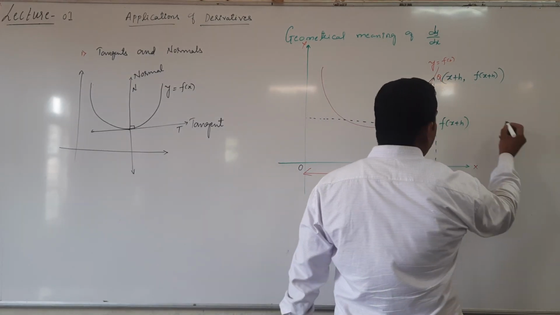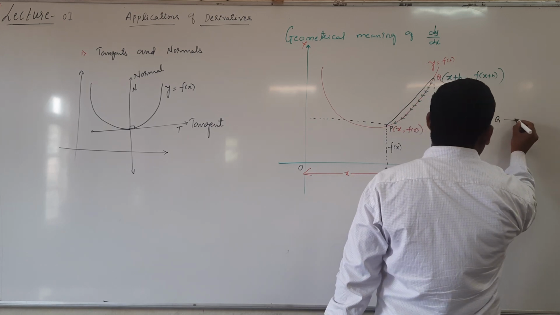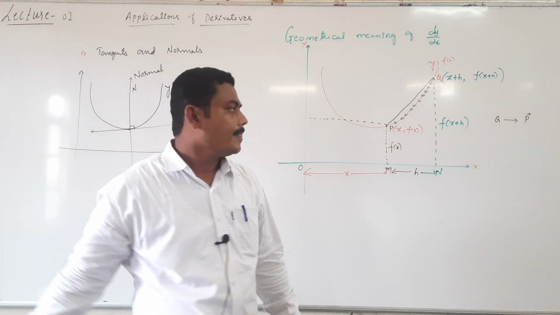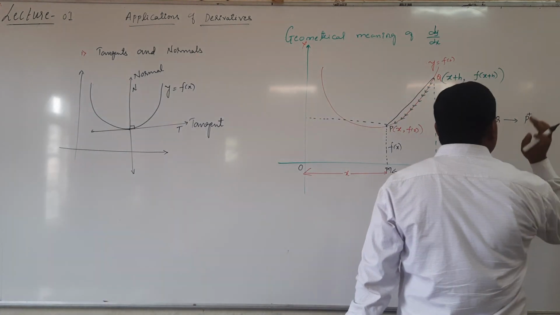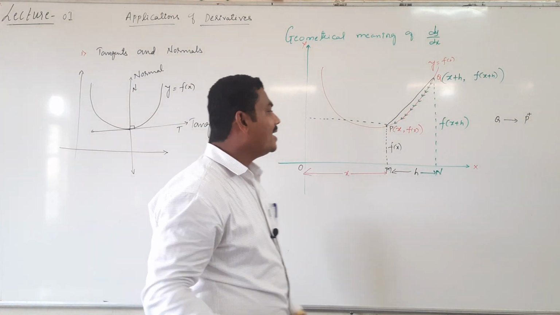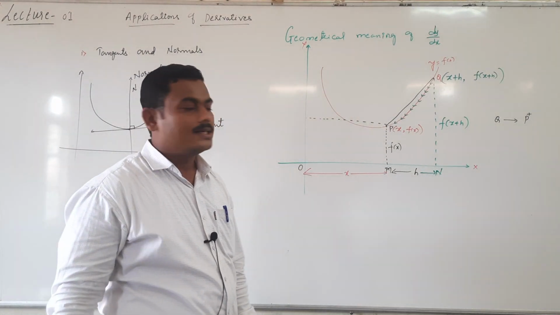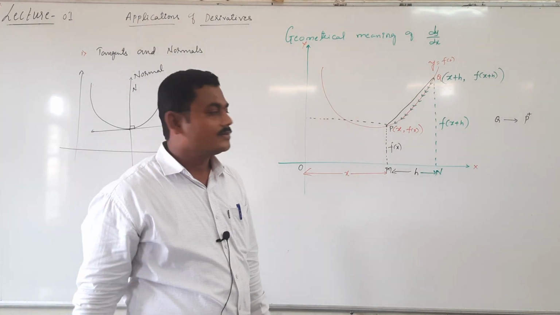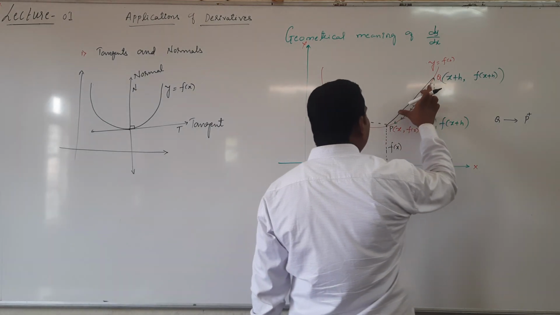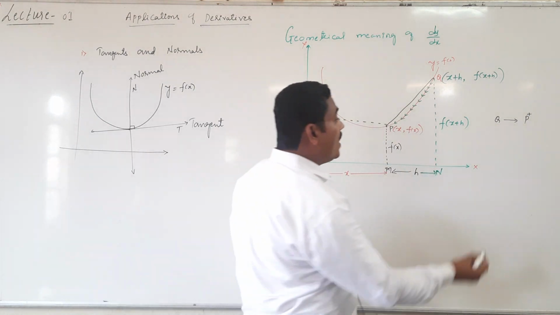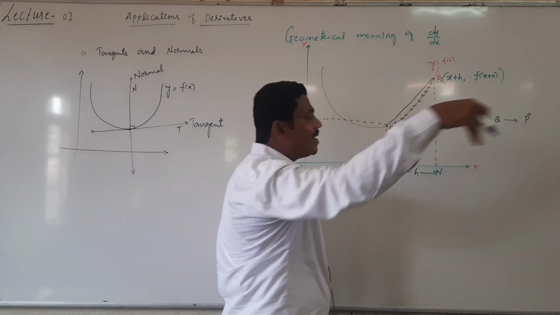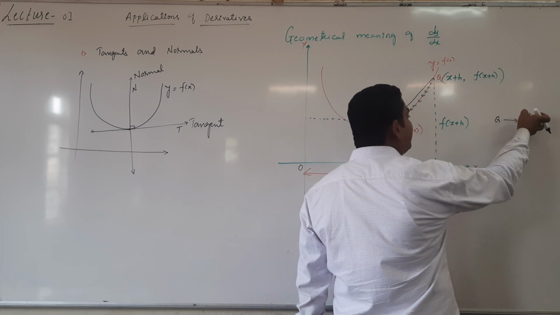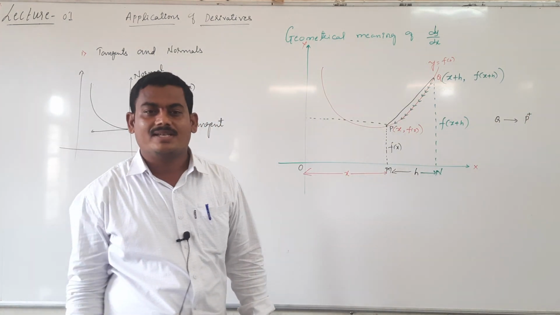When Q approaches P plus, what is the meaning of P plus? It means from the right side, very close to P. Then this secant PQ line is the tangent line. If it is from the right side, the notation is P plus. If you take the left side, then it is P minus.